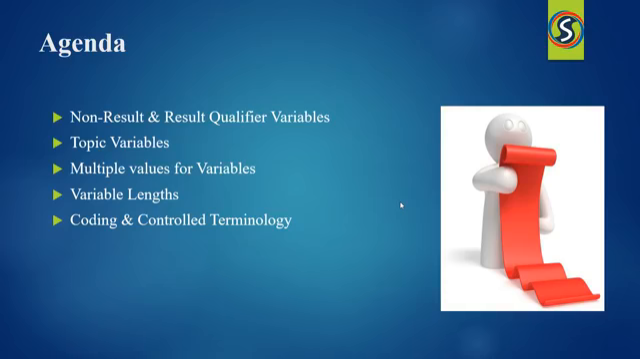We are going to discuss non-result and result qualifier variables. Apart from that, we will also see in topic variables how we can submit free text from the CRF, and also the concept of multiple values for variables, and variable lengths, also how we can define the length for that particular variable, what should be the length. And later we will see coding and controlled terminology, which is what we are going to use in SDTM. We will see one by one.